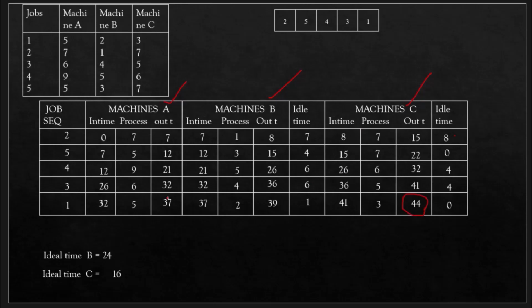For mission A idle time, we subtract the mission A processing time from the total processing time. So 44 minus 37 gives 7 hours of idle time for mission A. Next we want to know the total elapsed time. The total elapsed time is the total processing time for mission A, mission B and mission C, which is 44 hours. Okay, now we have completed the total process of n jobs with 3 missions.